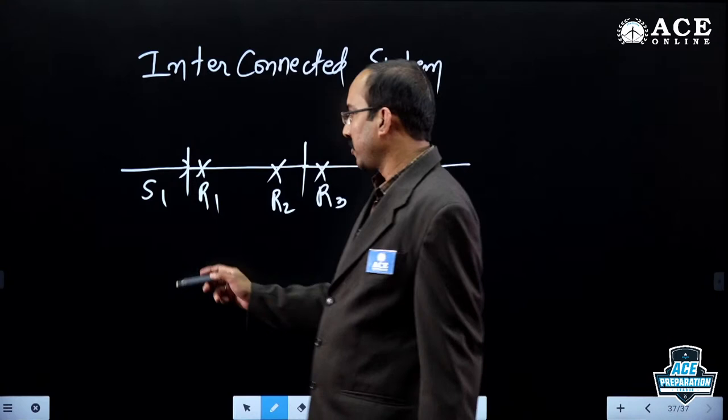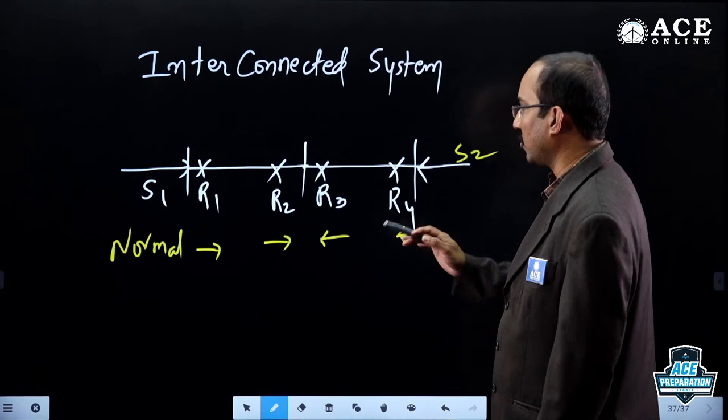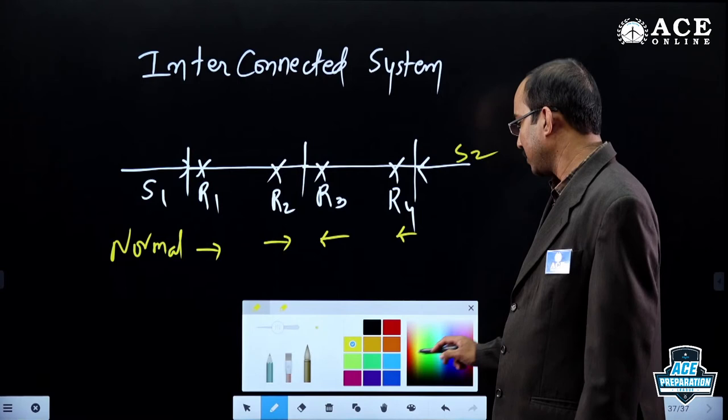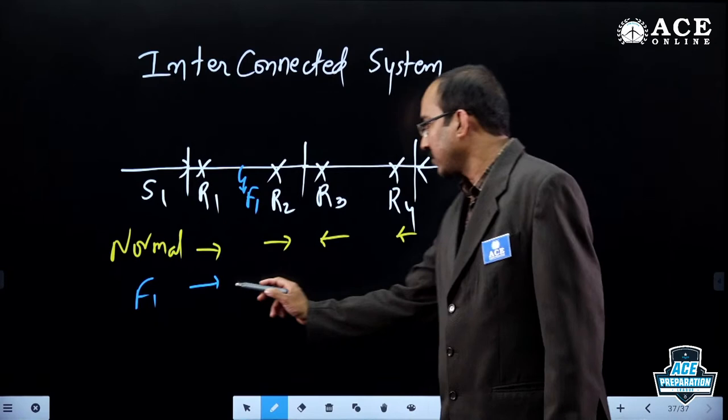So, during normal condition, let us observe like this. R1 observes in this direction, R2, R4 and R3, okay. Sources are from both the sides, okay. Now, if you consider the faults, suppose if there is a fault F1 here. So, due to fault F1, R1 observes in this direction. R2 direction gets reversed. R3, R4 will be same.